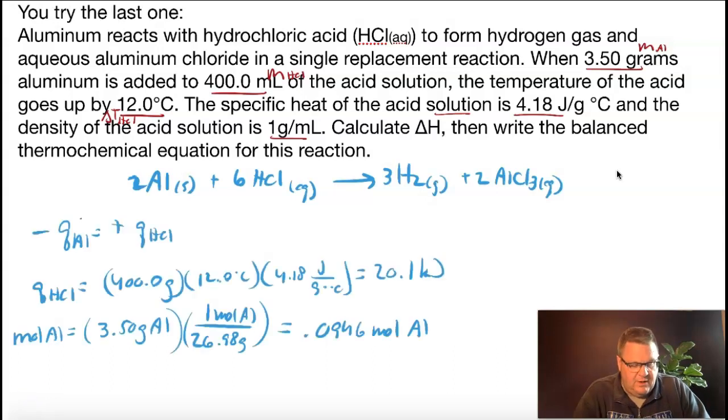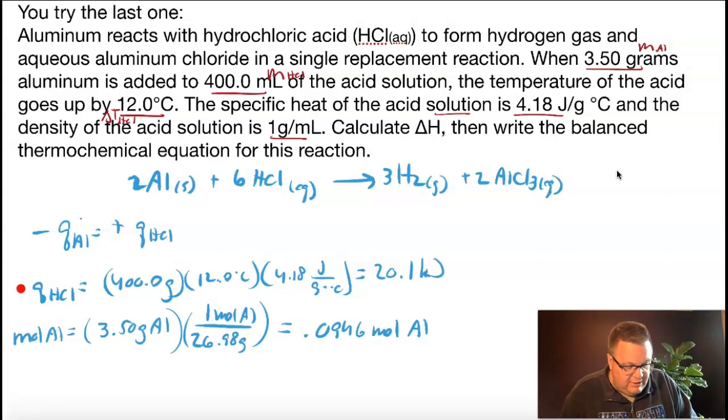All right, so here's my thinking here. Negative Q aluminum, the amount of heat flowing out of the aluminum, was absorbed by the HCl. That's our trick. We can't measure Q aluminum directly. Q system we can never get directly. We have to measure Q surroundings, or calculate Q surroundings. Assume we lose no heat, change the sign, and that'll give us Q system.